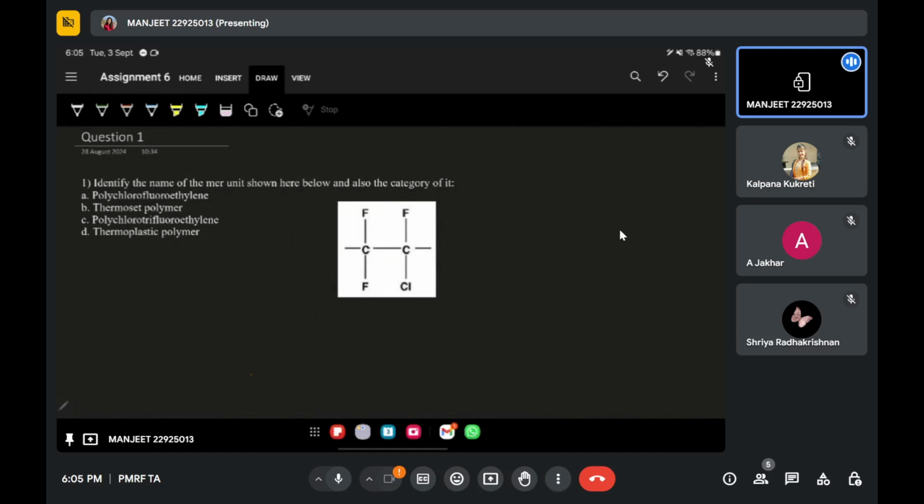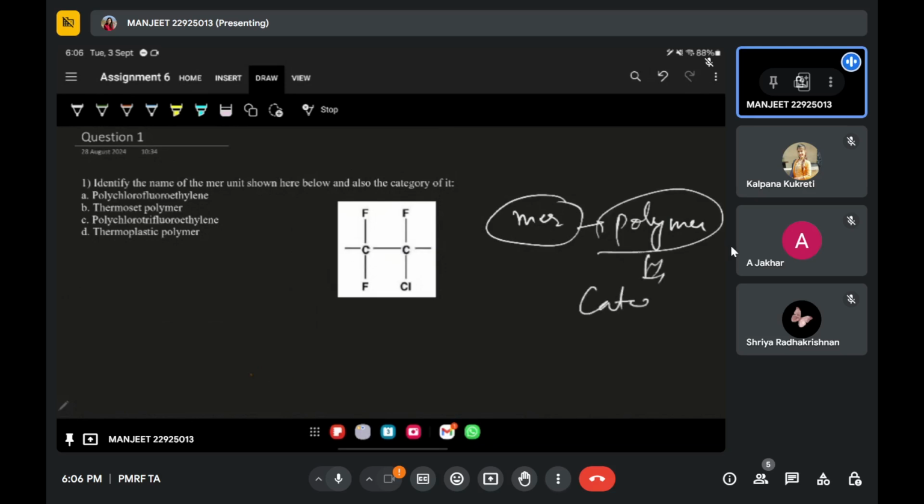Okay, so this is question number 1 of assignment number 6. Here it is asked: identify the name of the mer unit shown below, and also its category. Option A is polychlorofluoroethylene, B is thermoset polymer, C is polychlorotrifluoroethylene, and D is thermoplastic polymer. We have to tell about the mer unit, the smallest unit of the polymer, and also the category in which it lies.